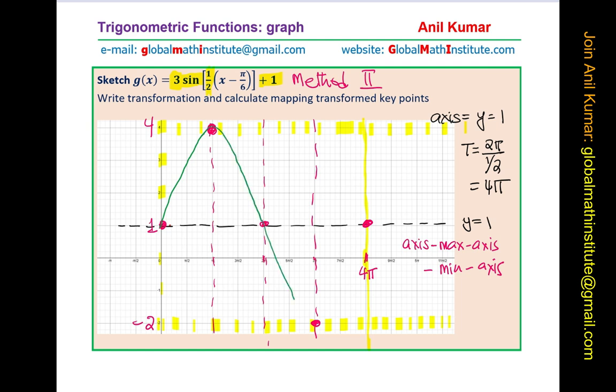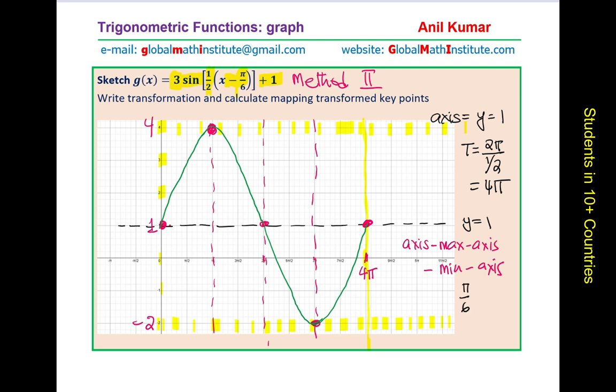This graph is much neater than the previous one and is much simpler and faster. Start with the axis, mark the maximum minimum, divide the time period into four equal parts, and then axis, maximum, axis, minimum, axis. You have a sine graph. Is that clear to you? The last thing which you need to do is to incorporate the phase shift, which is minus pi by 6. Means I have to now shift the graph by pi by 6, right.